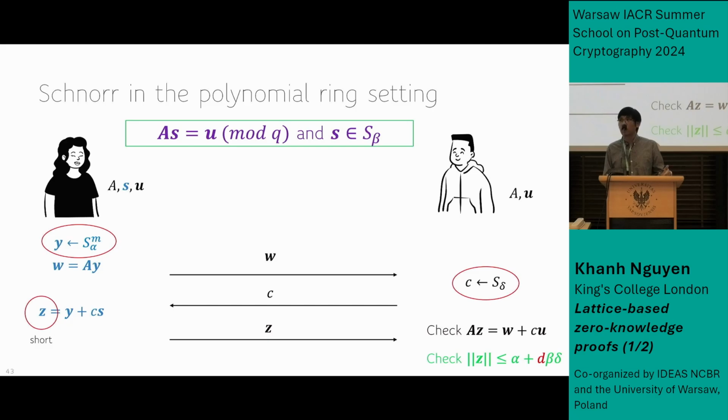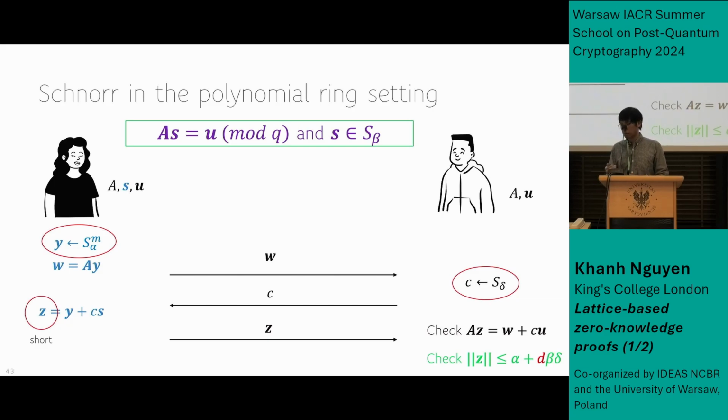So what's the change? The change is that I sample the polynomial vector y, which has infinity norm alpha. Compute w equal to Ay, and then I send the w. Okay. The verifier sends the challenge c, which has infinity norm at most delta. Then the prover sends z equal to y plus cs. So then it's short. And now the verifier checks that Az is equal to w plus cu. It's the same thing as before. And now for the norm, we use the lemma from before, and that's how we get the d term in the norm bound: alpha plus d beta delta.